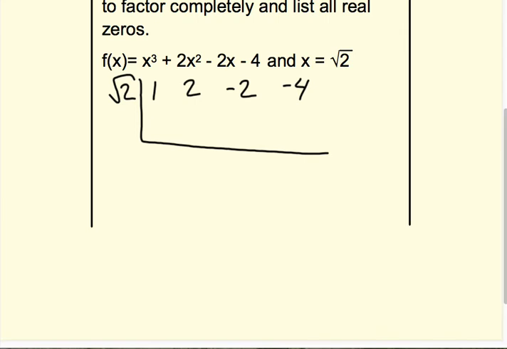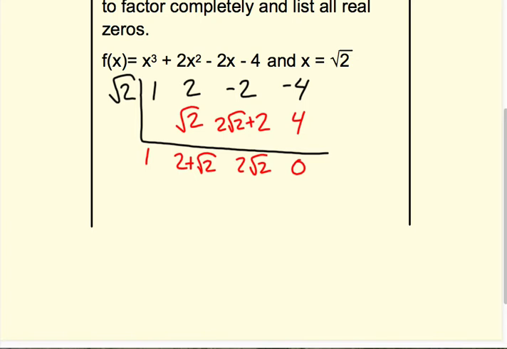All right, so multiplying, dropping down the 1, multiplying by root 2. Here we have unlike terms, so we're just going to add them together. Multiplying by root 2, we're going to get 2 root 2 plus 2, which is what we get when we multiply the square root of 2 by itself. Adding that to the negative 2, we get 2 square root of 2. Multiplying that by root 2, we would get 2 times 2 after the roots cancel, which gives us 4, and a remainder of 0. So this is the first part, showing that square root of 2 is a 0, and then we're going to use it to factor completely.